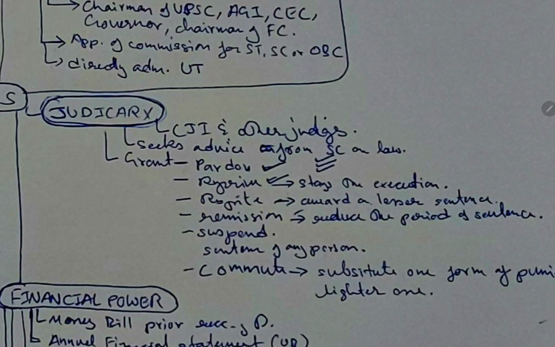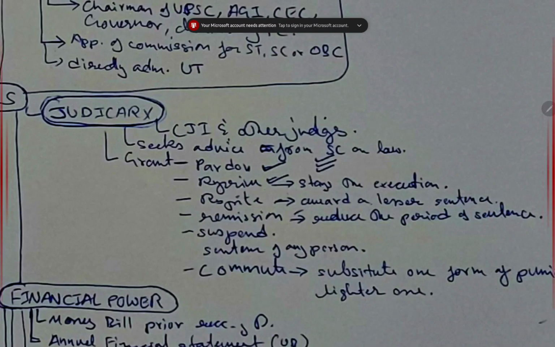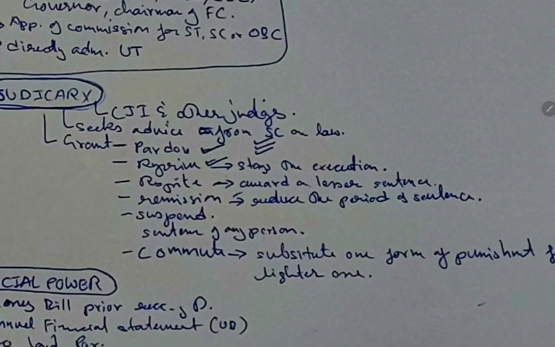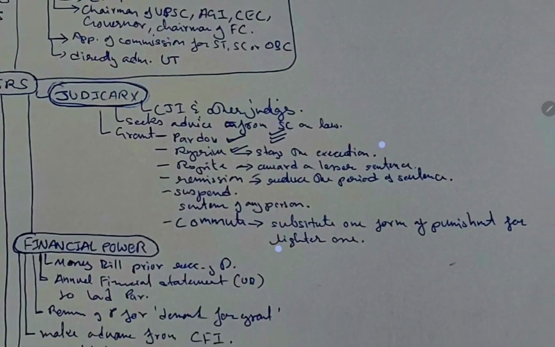Okay, like for example, if a person is declared to be hanged, in that case, the president can use the pardoning power of reprieve. Right, now next is respite. Respite is basically to award a lesser sentence. Remission means basically to reduce the period of the sentence, and commutation means to substitute one form of punishment with a lighter one.